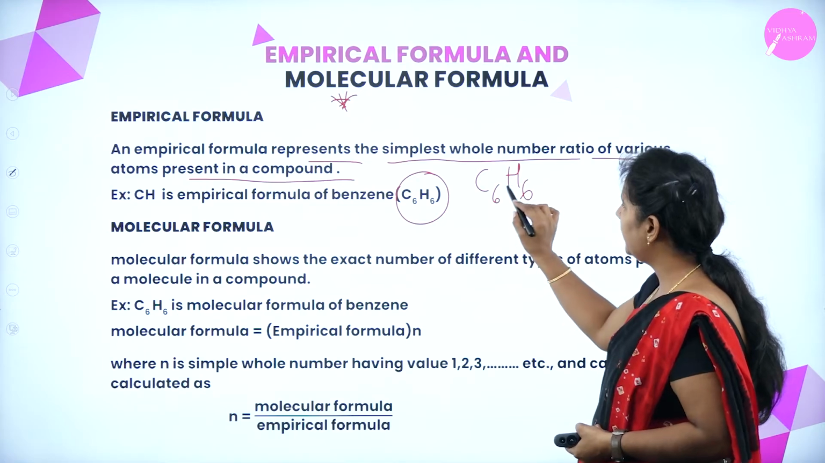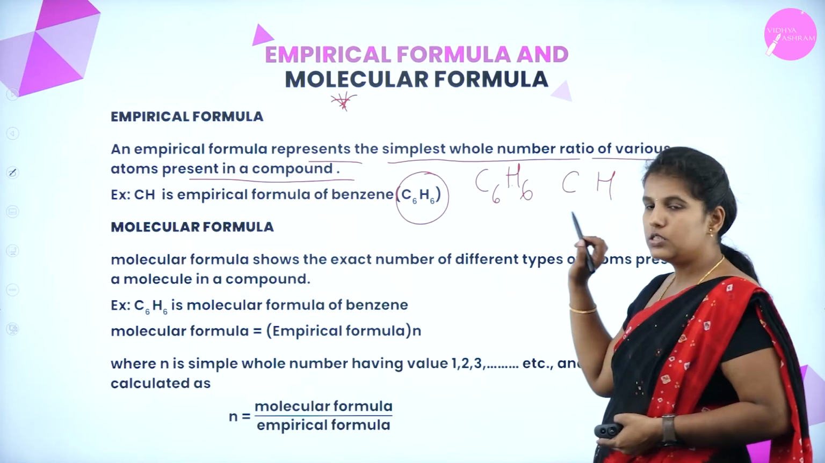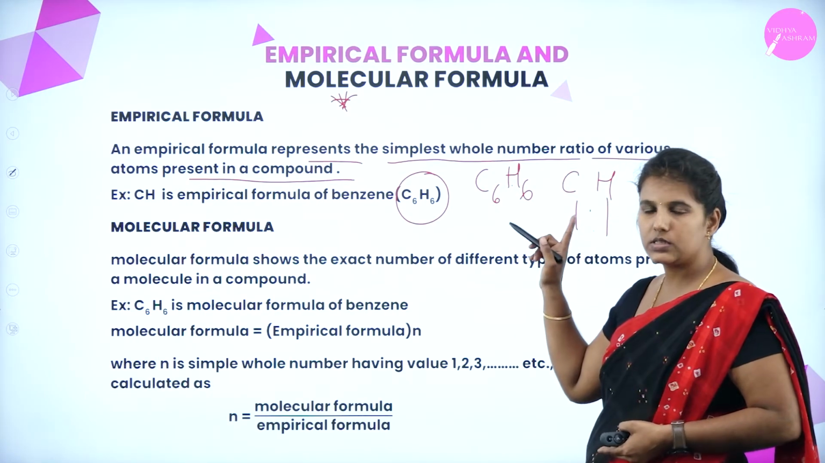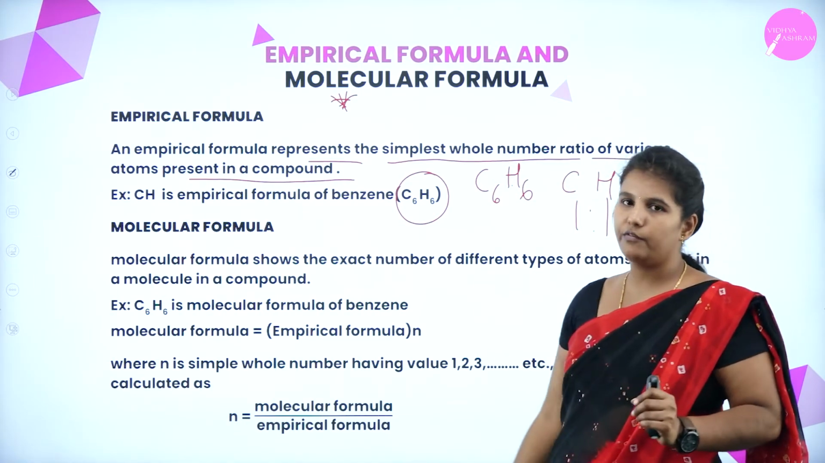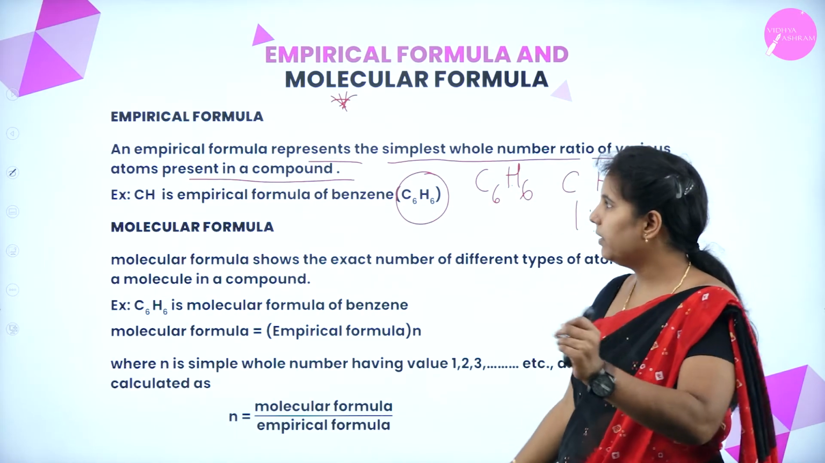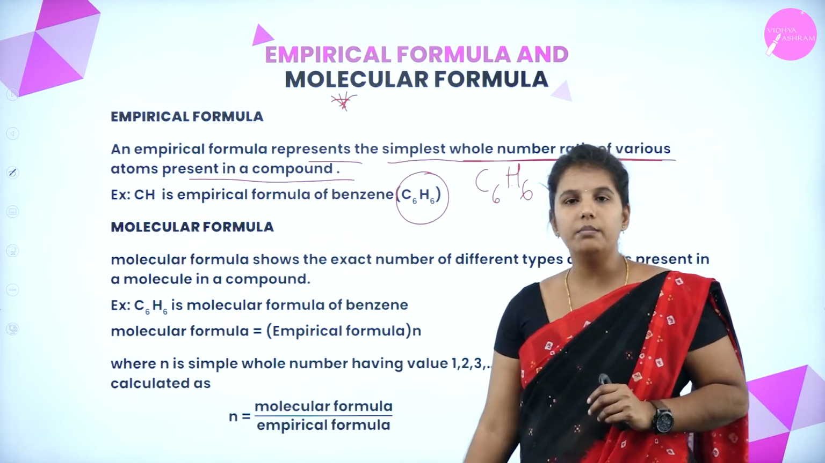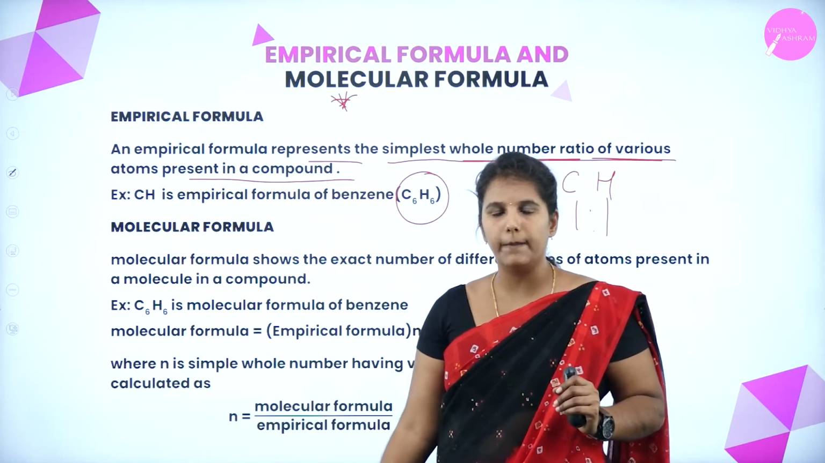Here, how many different atoms will be there? Only 2, that is carbon and hydrogen. So they are present in a 1:1 ratio, right? They are present in a 1:1 ratio. So this was given by the empirical formula. Remember, the empirical formula gives an idea about the whole number ratio of the atoms which are present in the compound.